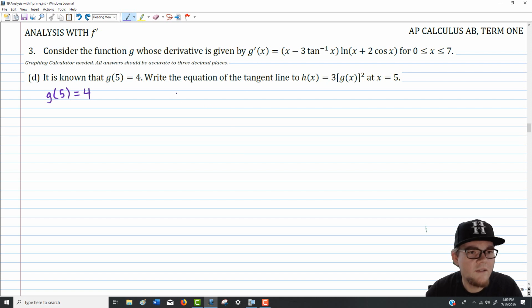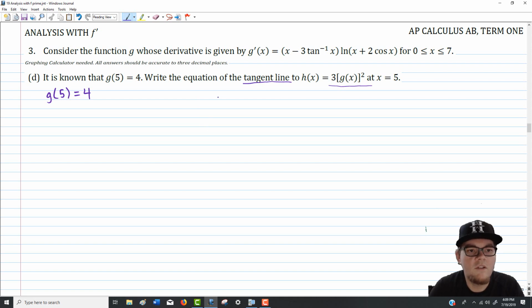From here, next it asks us to write the equation of the tangent line to h of x equals 3 g of x squared at x equals 5. So we're actually doing a tangent line problem with a function that uses some information about g as well as the derivative g prime. So it's kind of an interesting place to work. So let's try to consider what we've got here.